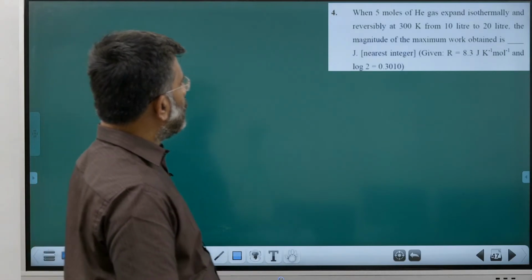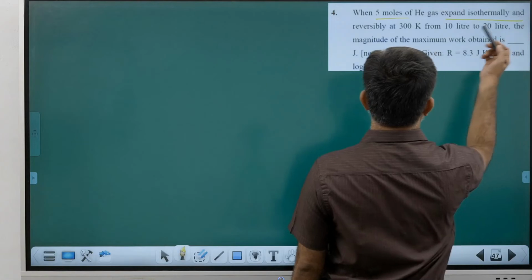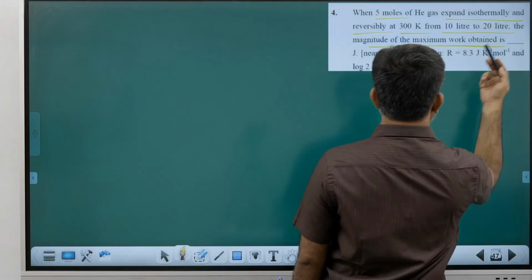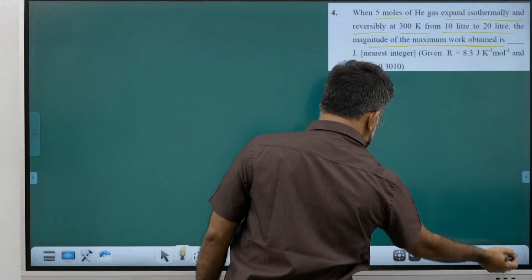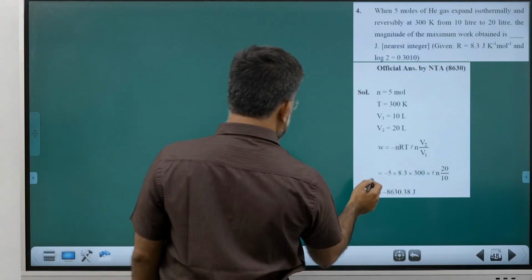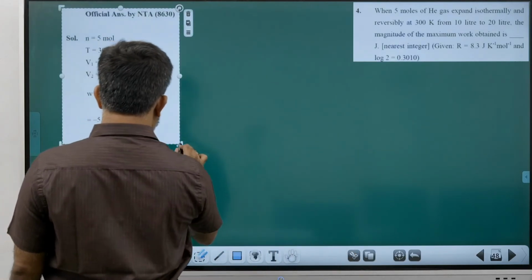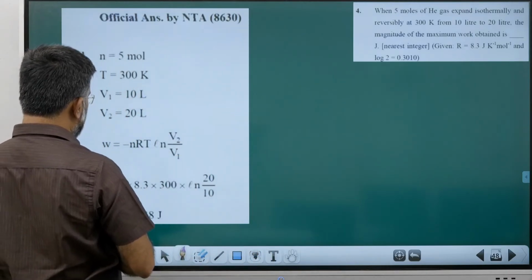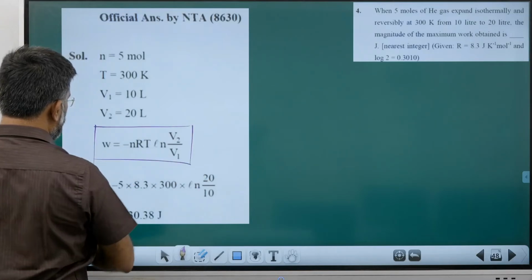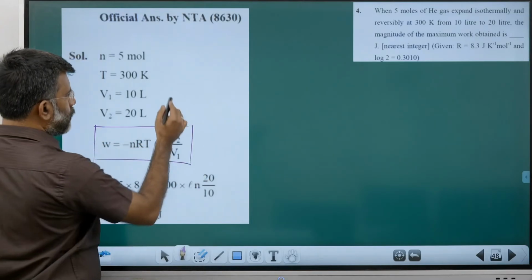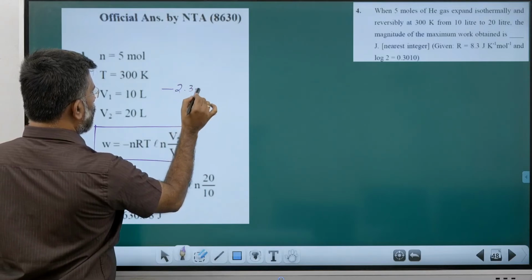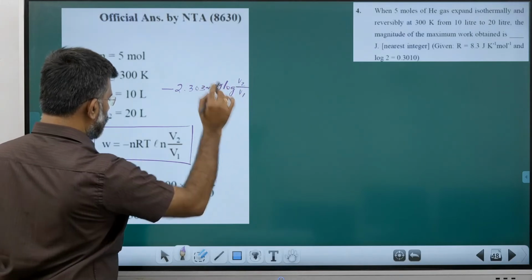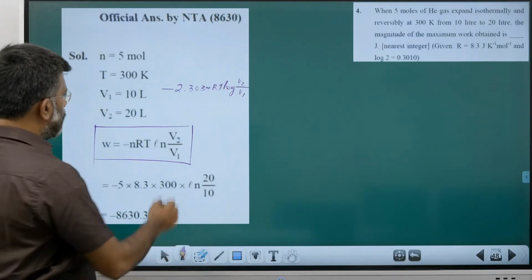5 moles helium gas expand isothermally and reversibly at 300 Kelvin from 10 to 20 liter. The maximum work done is, you know the formula, very popular one, quite frequently dealt in almost all numericals from the particular area. You see that this is the work done equation. Work done is equal to minus nRT log V2 by V1, minus 2.303 nRT log V2 by V1, right?